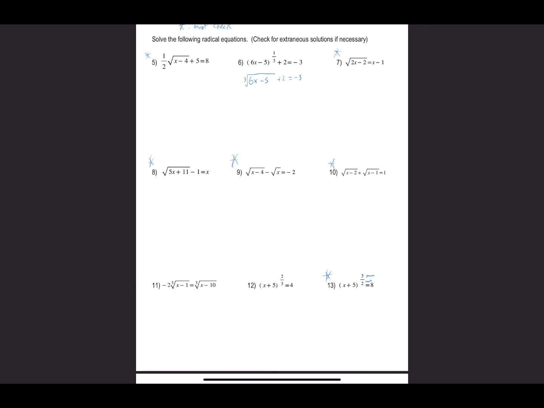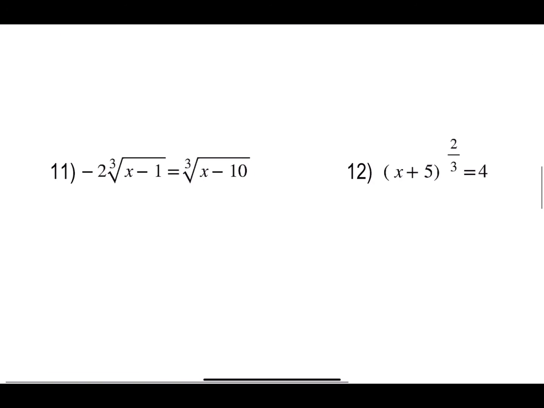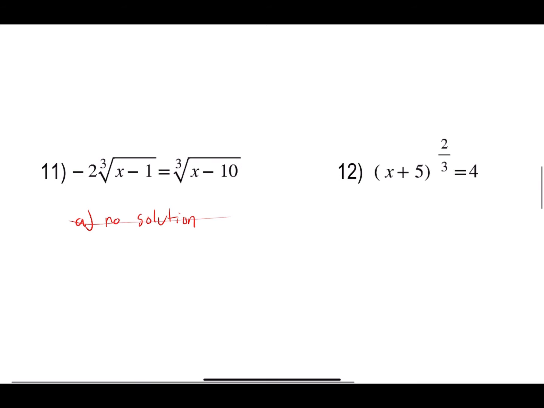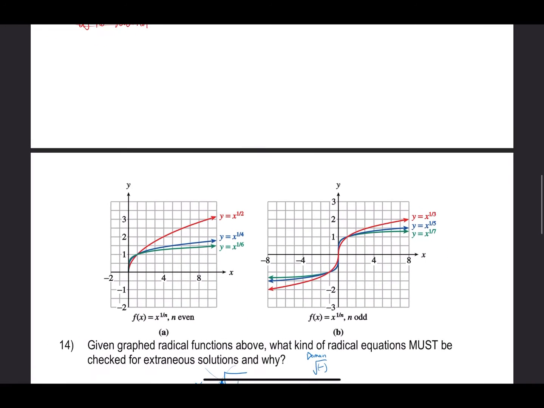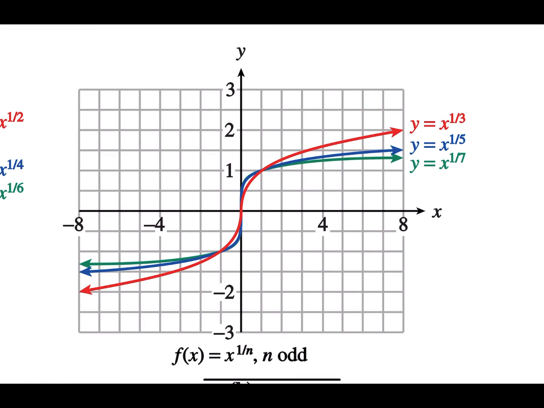So much so that if you're on an SAT or a test and the cube root function has an answer choice that says no solution, right off the bat, cross it out, because that's not possible. The odd roots exist everywhere. You can't break this function.